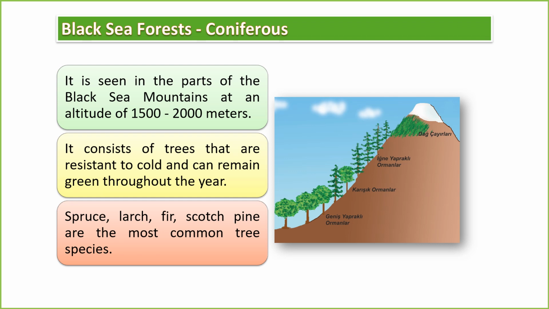3. Prominent tree species. The most common tree species in the subalpine forest zone include spruce, larch, fir, and Scotch pine. These species are well suited to the challenging environmental conditions of higher altitudes. 4. Evergreen nature. The trees in this zone are predominantly evergreen, maintaining their greenery even in winter. This adaptation is crucial for maximizing photosynthesis opportunities and energy capture in conditions where seasonal changes are more pronounced.